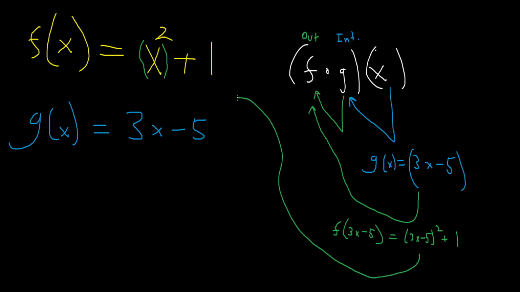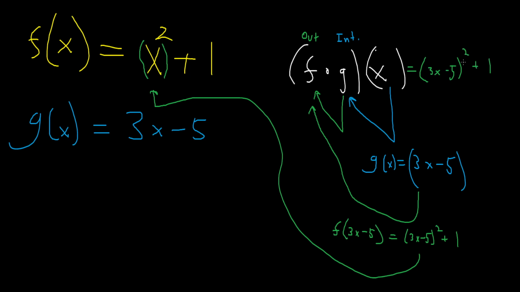So you'll notice here that I just plugged the 3x minus 5 into the parentheses where I used to have an x. That's why we put those parentheses there, so that whenever we go to plug it back in, we can just put whatever g happens to be into there to solve it for us. So that means our final answer will be (3x minus 5) squared plus 1.